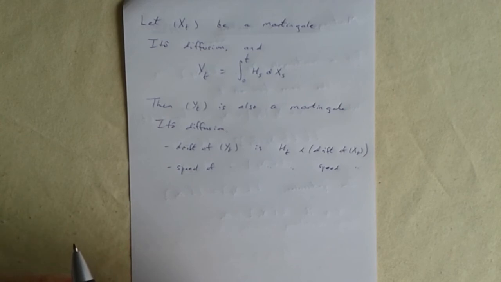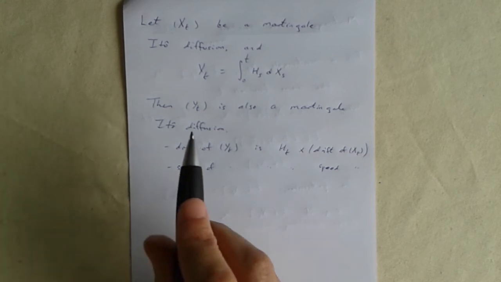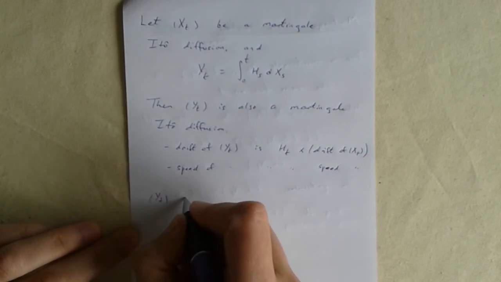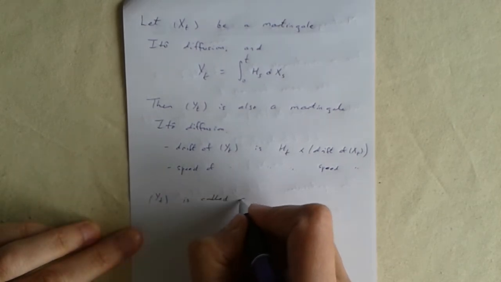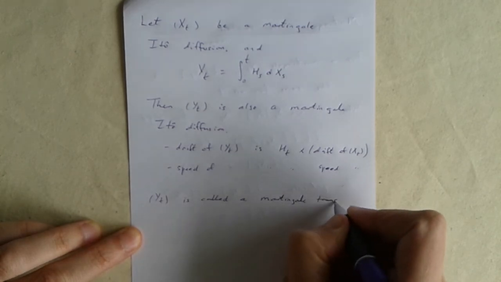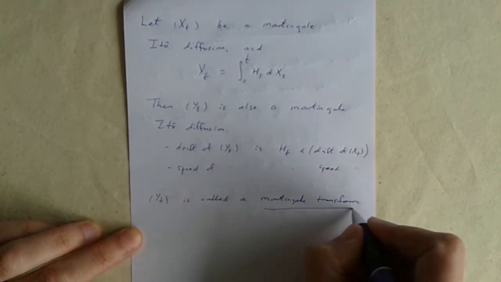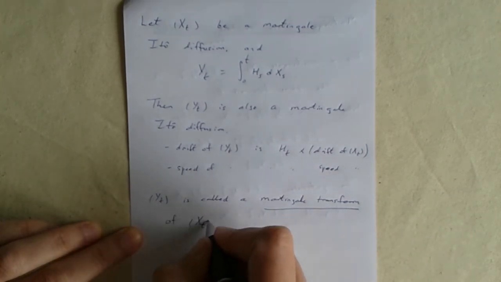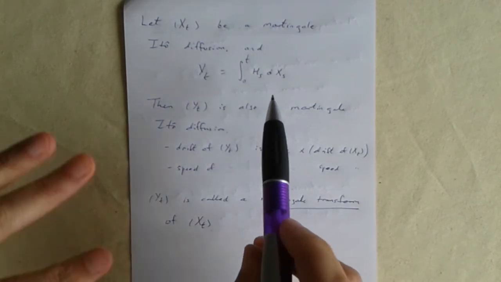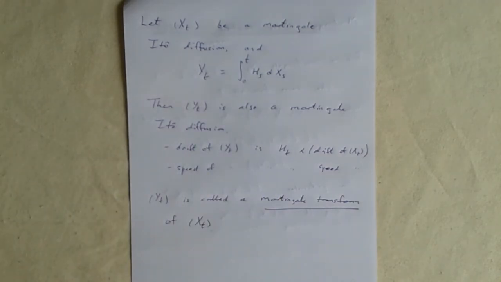There's a special name for this. I didn't mention it until now, but now seems the appropriate time to mention it. Yt is called a martingale transform of x. It's called that because if x was a martingale, which of course it doesn't have to be just to write down the stochastic integral, but if it is, then y is a martingale too, so this is a method for turning martingales into other martingales.